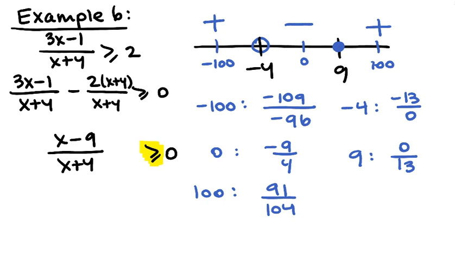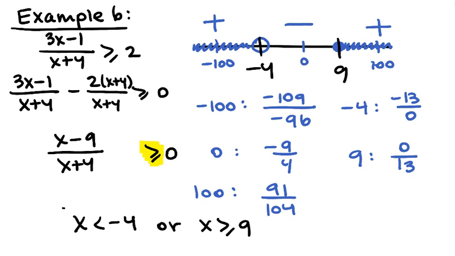So I'm interested in whether this thing is greater than or equal to 0. I labeled where it was equal to 0, that's x equals 9, and where it's greater than 0 are these intervals over here. And so my solution is going to be x is less than -4, or x is greater than or equal to positive 9.